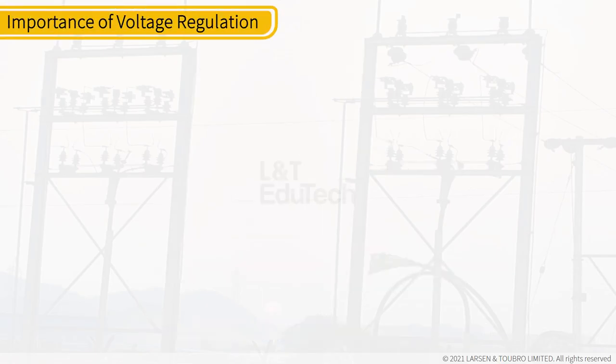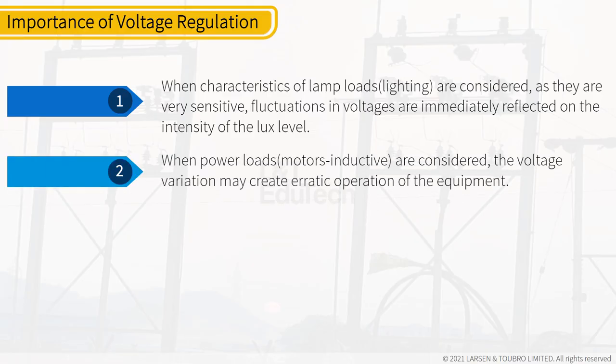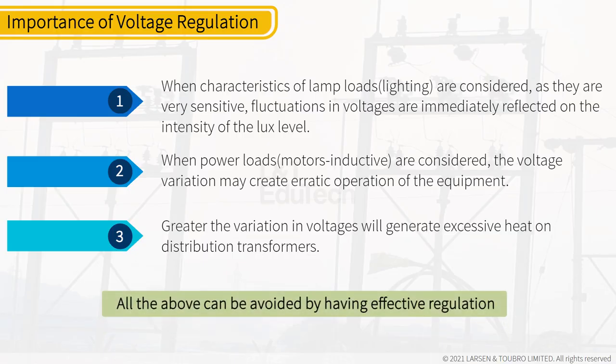Let's understand why voltage regulation is important. When characteristics of lamp loads, that is lighting, are considered, as they are very sensitive, fluctuations in voltage are immediately reflected in the intensity of the lux level. When power loads, that is inductive motors, are considered, the voltage variation may create erratic operation of the equipment. Greater variation in voltage will generate excessive heat in distribution transformers. All the above can be avoided by having effective regulation.